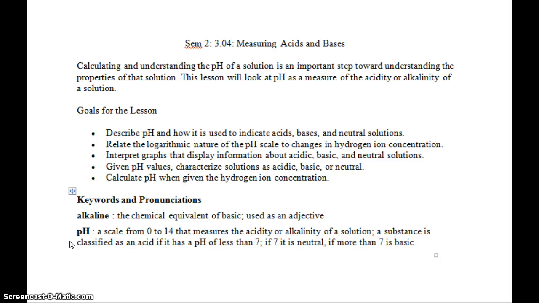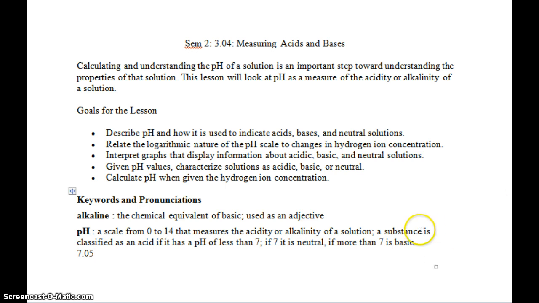A substance is classified as an acid if it has a pH of less than 7. If 7, it is neutral. If more than 7, it's basic. Okay, this is where people get messed up for some reason. What about if I give you this value? If I say the pH is 7.05, what is it?